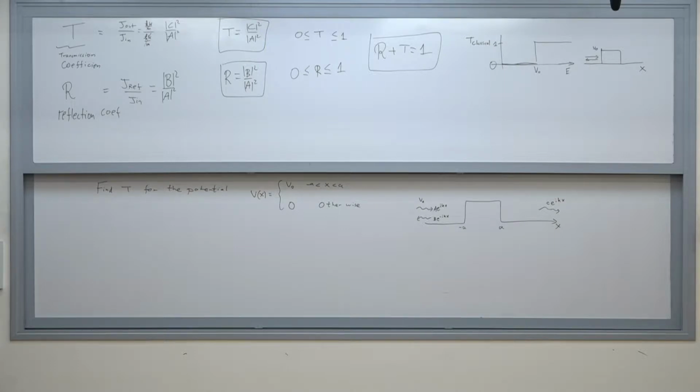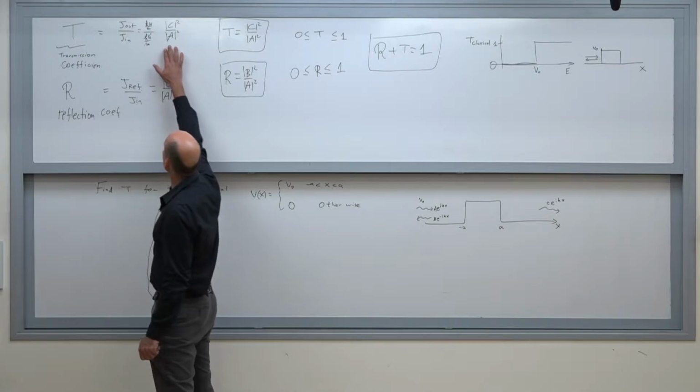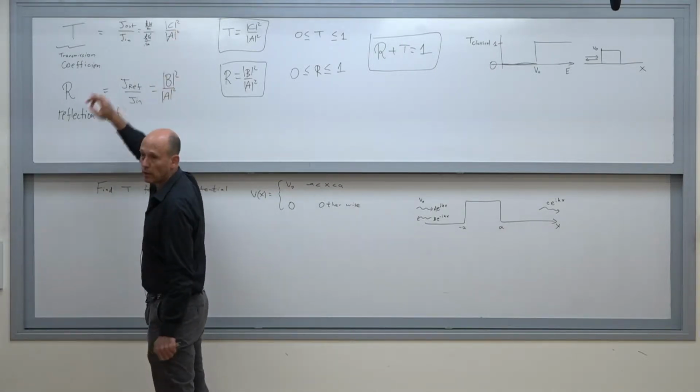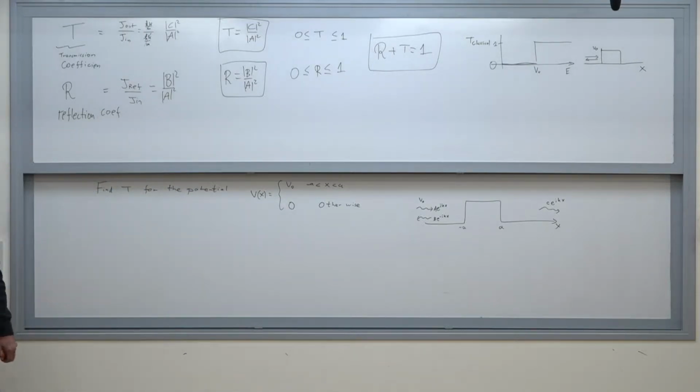Yes? Why isn't A 1? You can take it to 1. That's actually what I'm saying here. Because eventually what I calculate, C will depend on A. The bigger A is, C will be proportional to it. And eventually it will cancel.